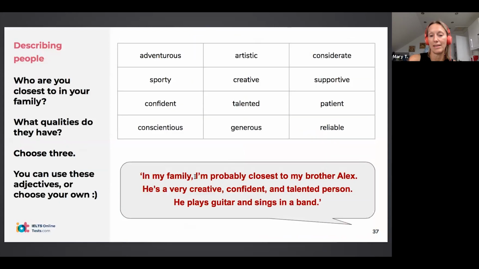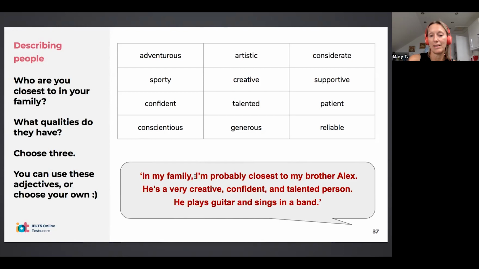Okay, so we've got these adjectives here. Think about who you're closest to in your family and what qualities they have. Okay, for example, I'm closest to my sister. Probably because she's very supportive, she's considerate, and she's also really generous with her time. So I speak to her every week on the phone and she gives me a lot of time when I have a problem.